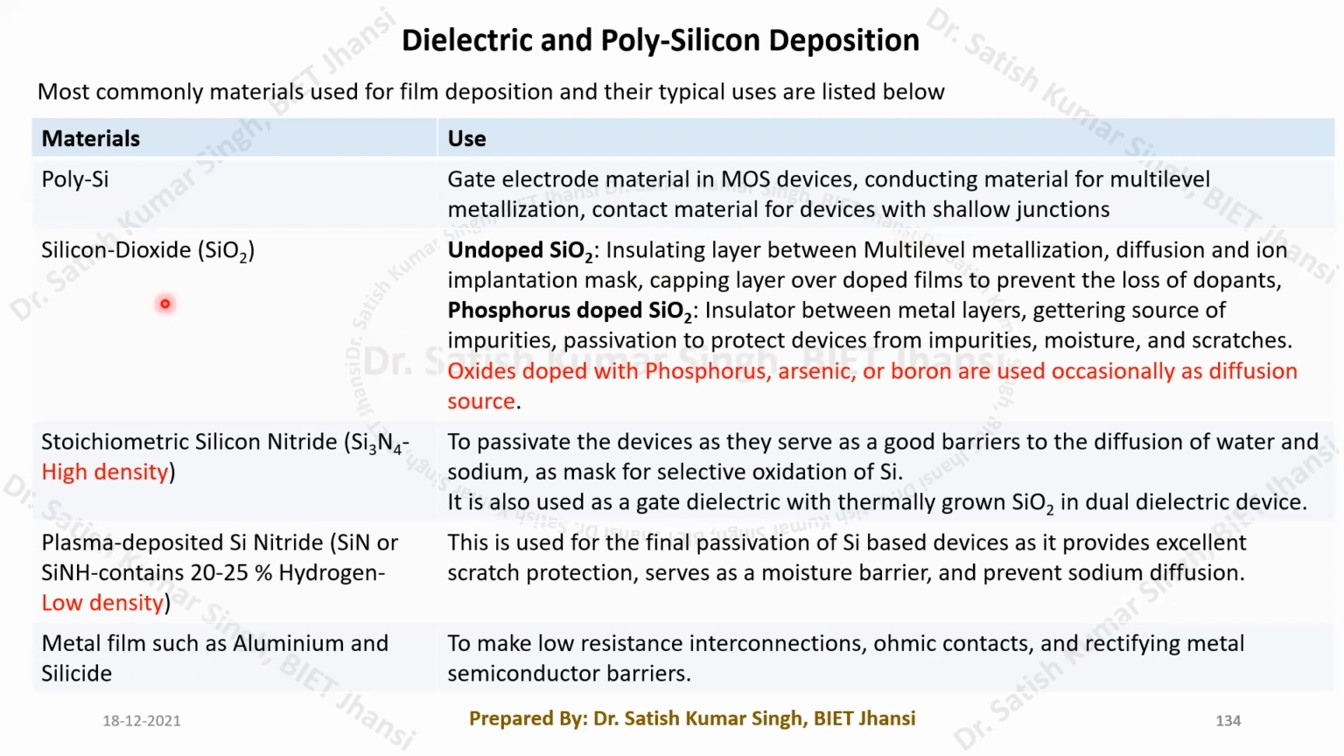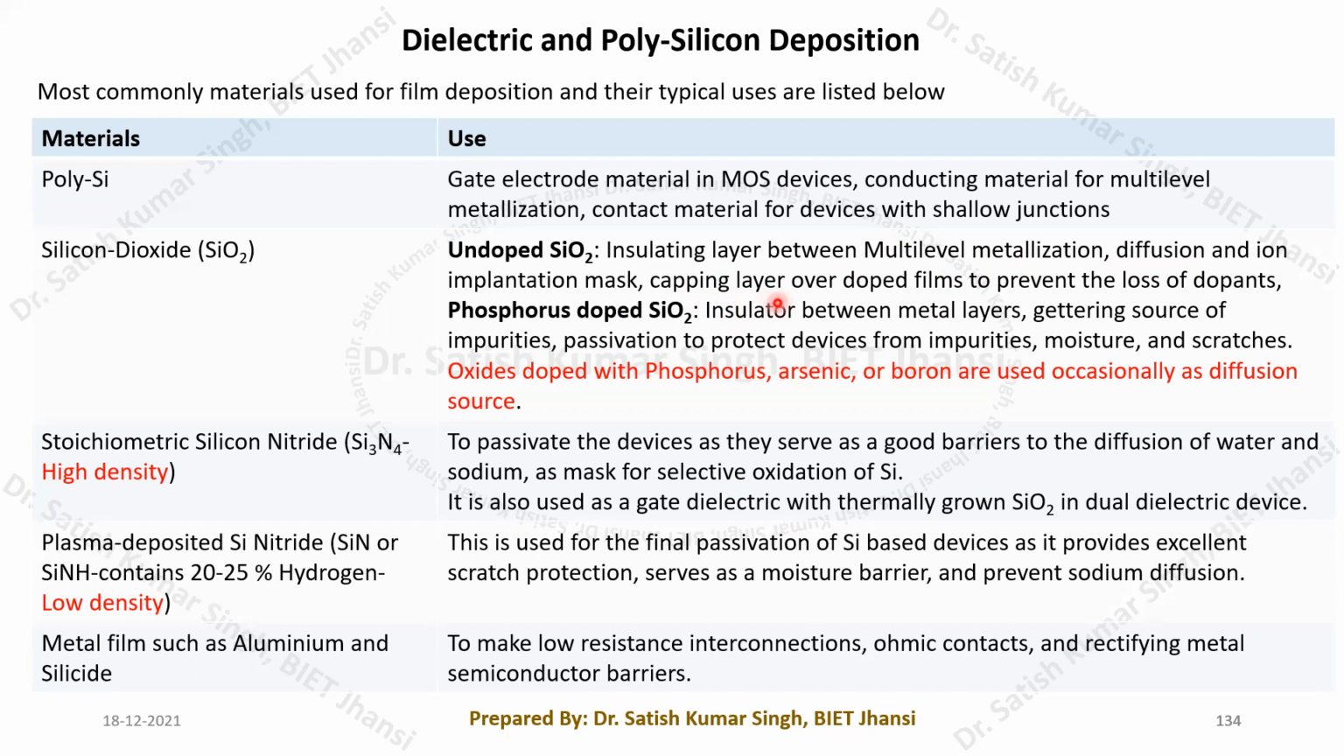Okay, and then the silicon dioxide, as I said, generally can be undoped SiO2 or it can be doped SiO2. Okay, so to change its properties, sometimes we also dope it. Okay, so undoped SiO2 is, as I said, an insulator. So it will be acting as an insulating layer between multi-level metallization. You must be remembering that we use the SiO2 layer as a diffusion and ion implantation mask. Then it is also used as a capping layer over the doped films to prevent the loss of dopants.